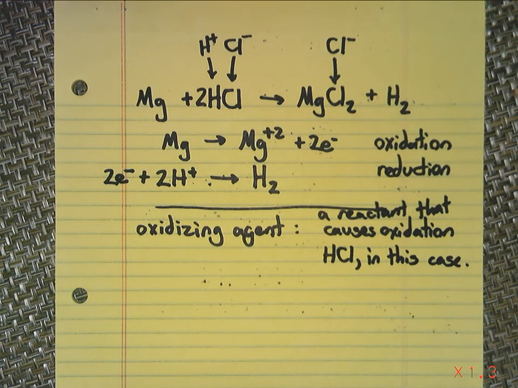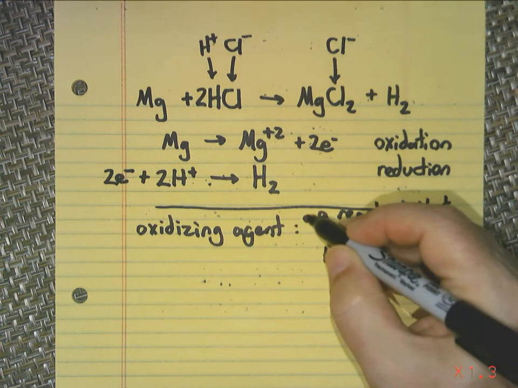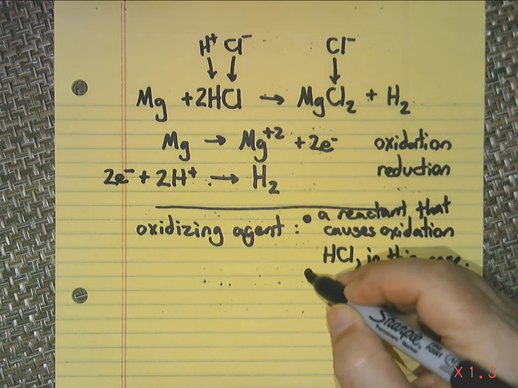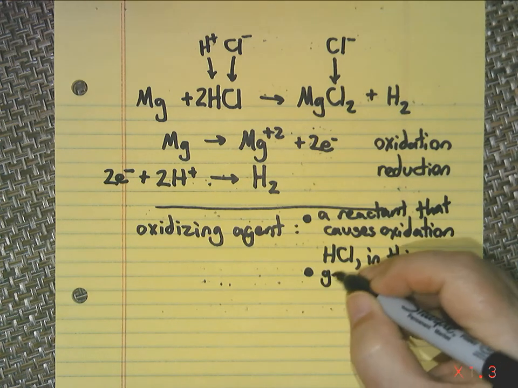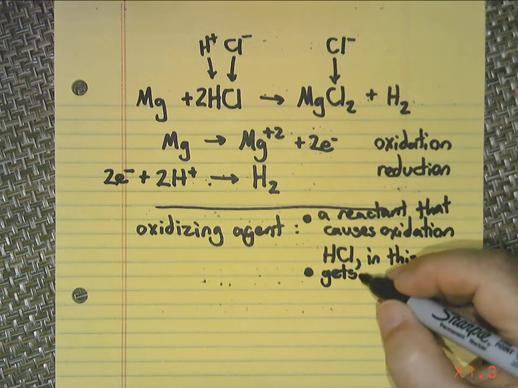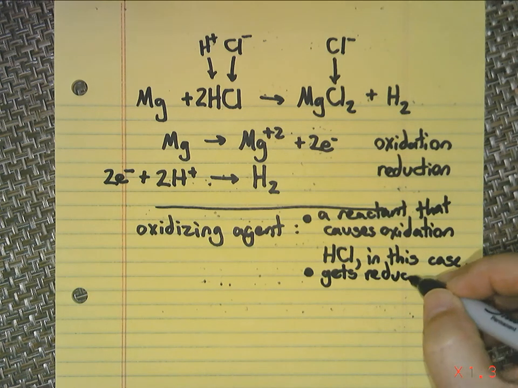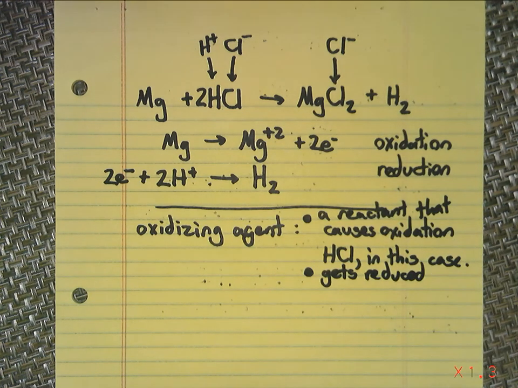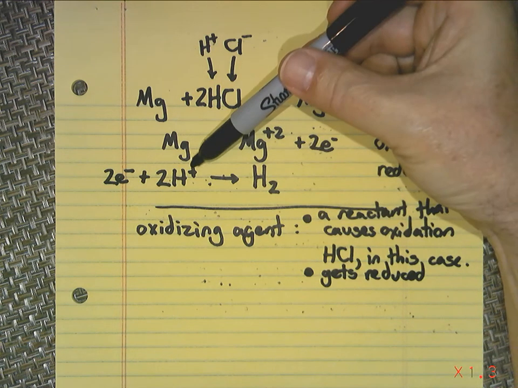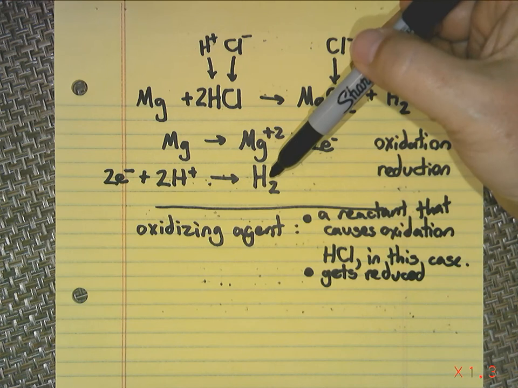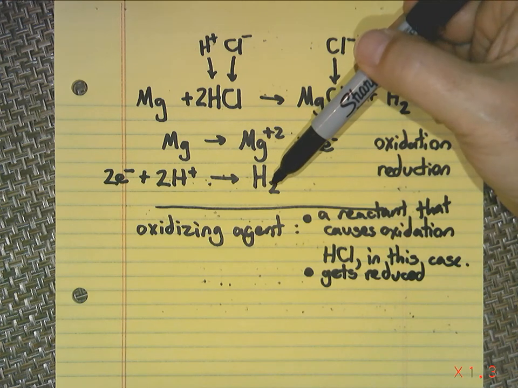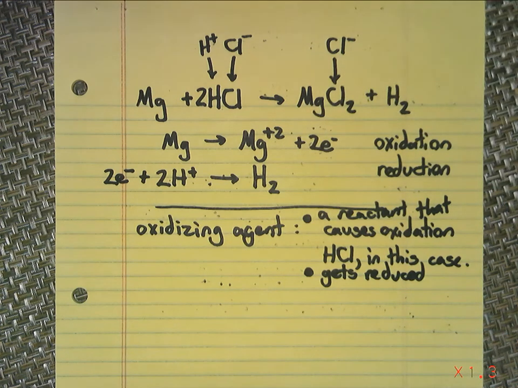You can recognize an oxidizing agent because it gets reduced. So that's what it is. The thing that gets reduced is the oxidizing agent. This gets reduced because the charge on one of the hydrogens goes from +1 to 0. So that's a decrease in charge, so it's getting reduced. So that's the oxidizing agent in this reaction.